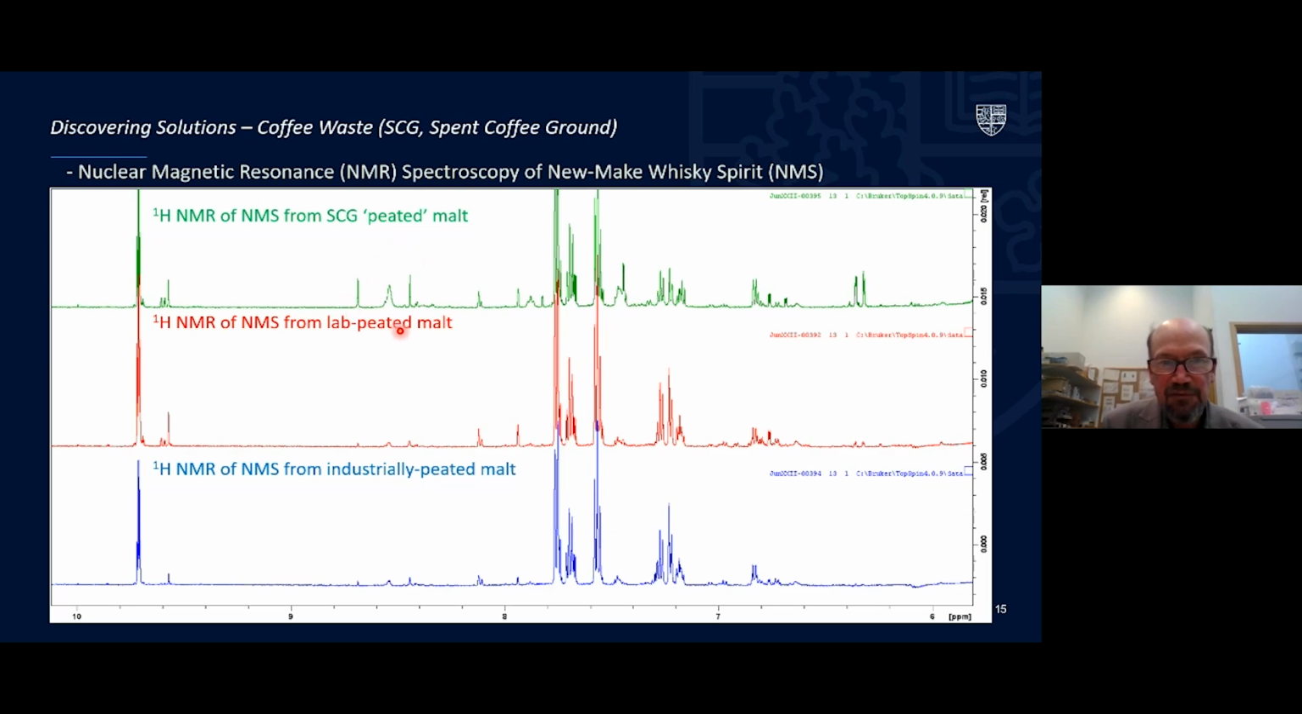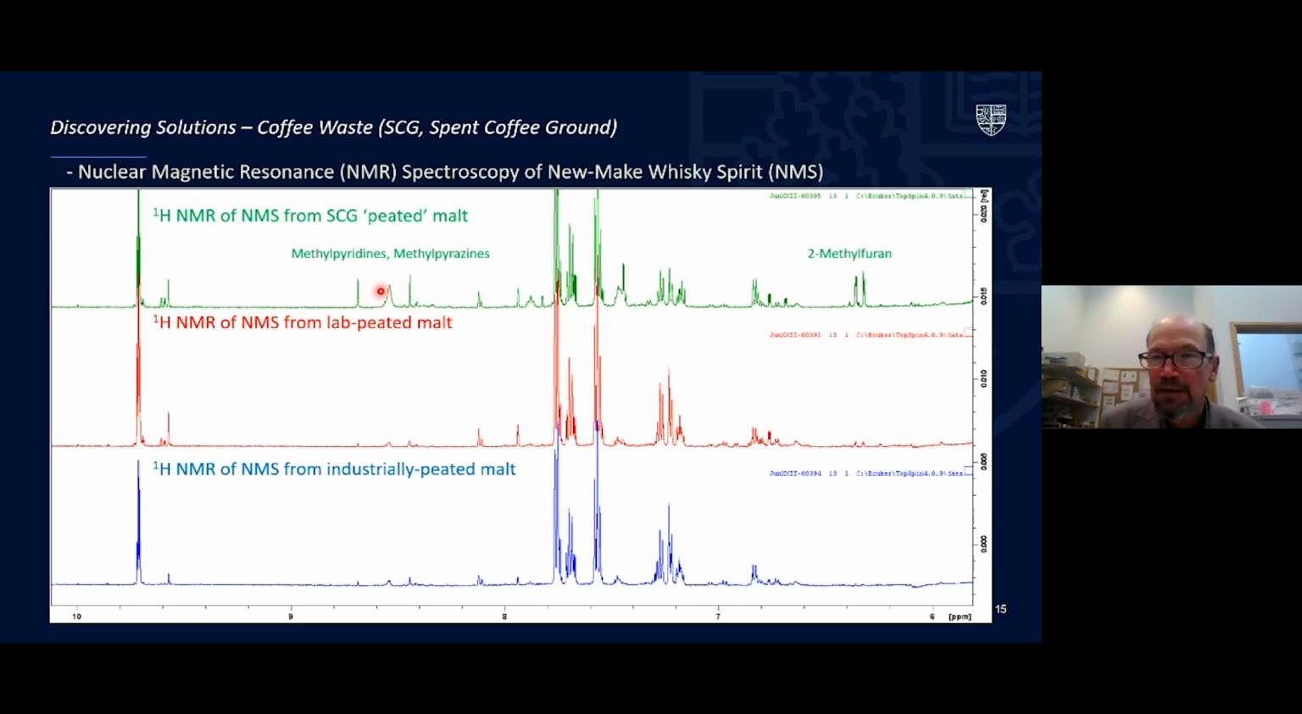There are differences here. This group of signals and these signals are not present in the peated spirits. What's interesting is that we know what these compounds are. This group here are nitrogen-containing aromatic compounds, pyridines and pyrazines, and those pyridines, as anyone who's ever smelt pyridine might know, have a very unpleasant acrid smell. So the presence of these compounds in the whiskey spirit is most undesirable, and I'll come back to that in a moment.